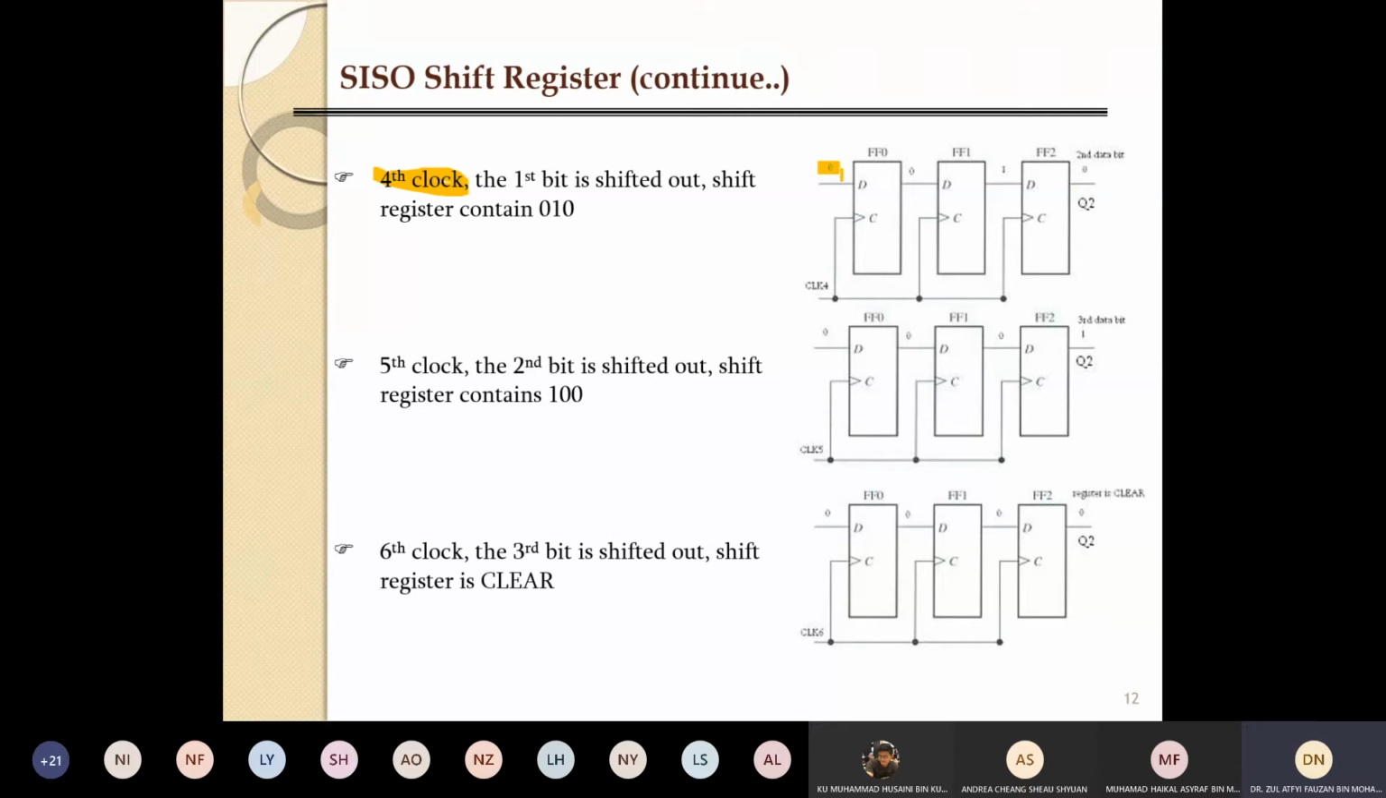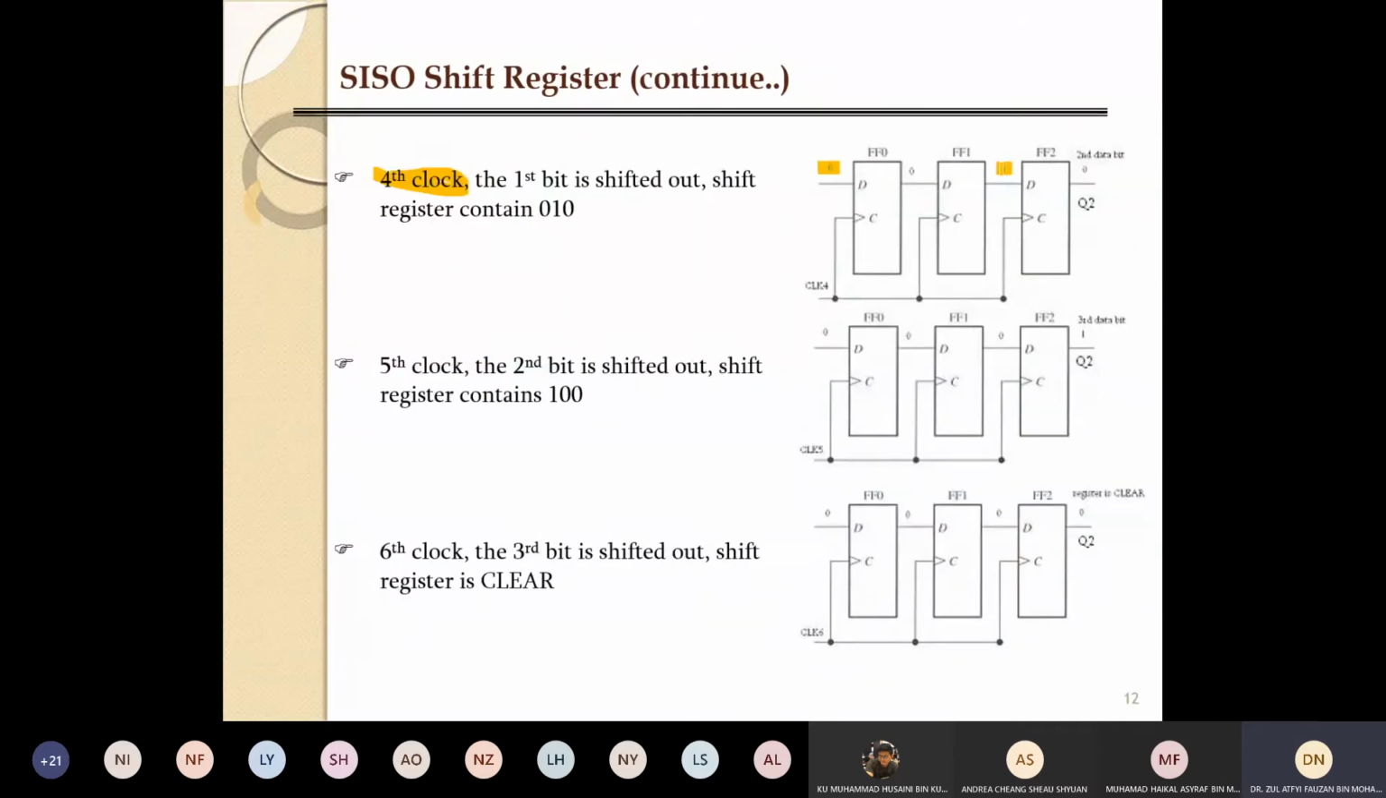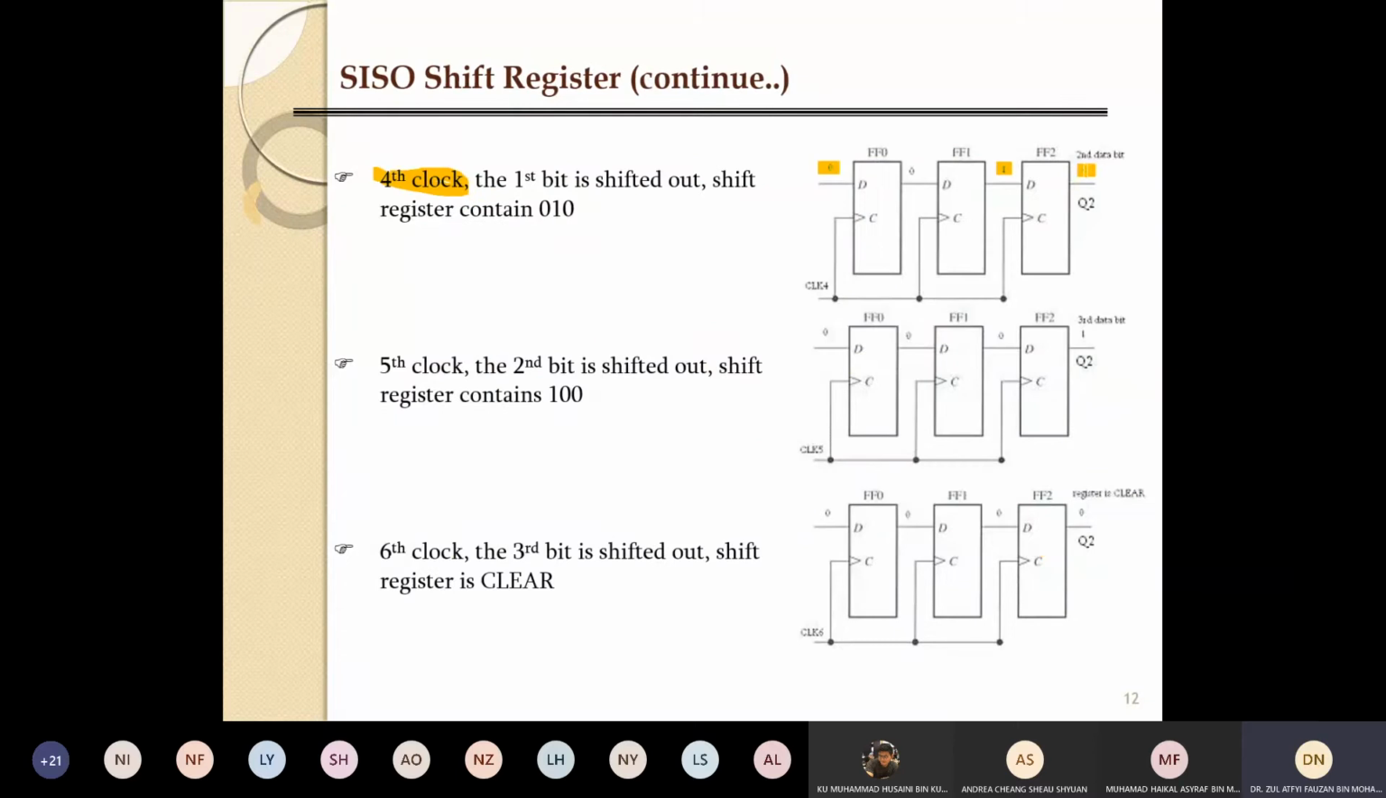So this 0 will be here. This one comes from the previous one. This one becomes output 1 at FF1, and this 0 comes from the output of FF1 in the previous clock, so this 0 becomes here. So the register contains 0, 1, 0. Next, the fifth clock: the second bit is shifted out. So this is the second bit already shifted out during the fifth clock.